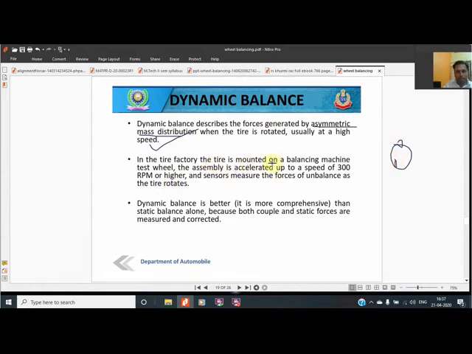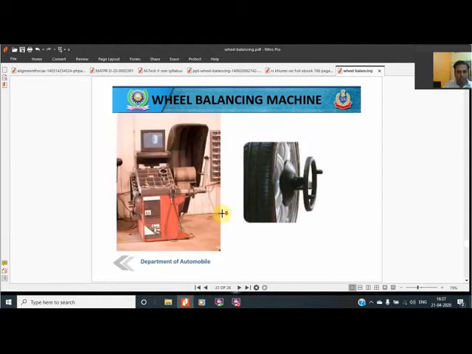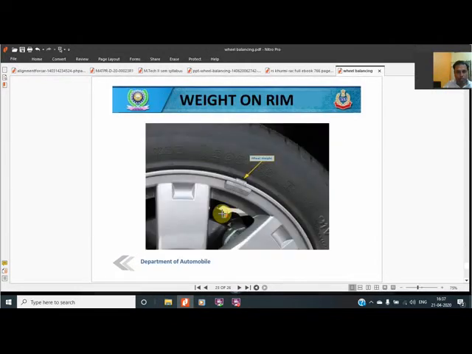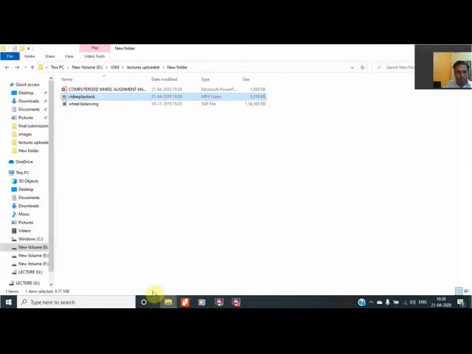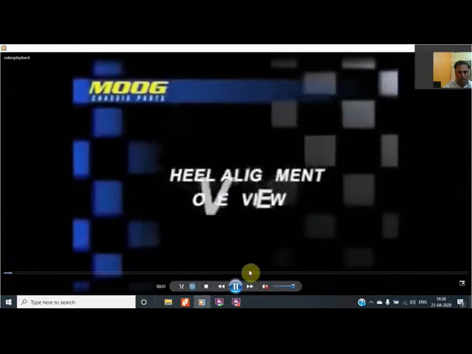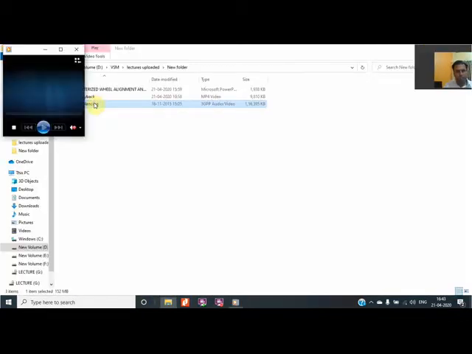In the tire factory, the tire is mounted on the balancing machine. The assembly is accelerated up to a certain RPM, and sensors measure the force of the unbalanced tire weights. This can be explained to you through a video also; I have downloaded one video and these weights are shown. What weights are placed. So coming to the video itself, this video I have made myself, a video of balancing.